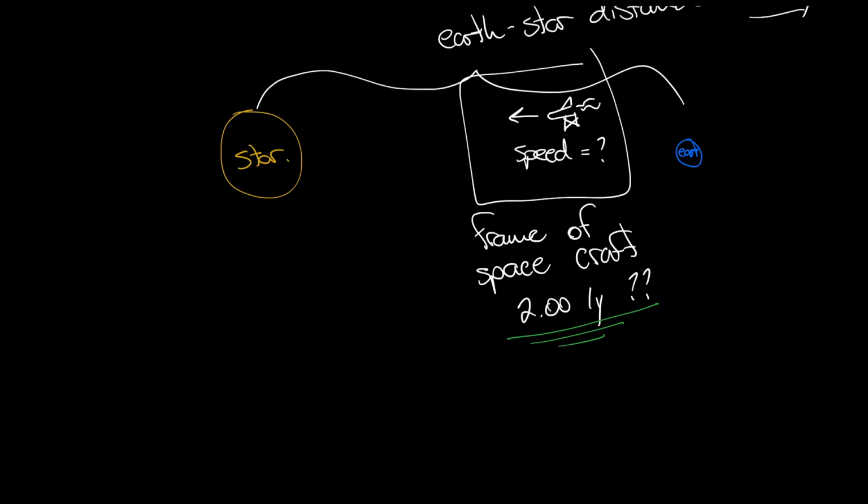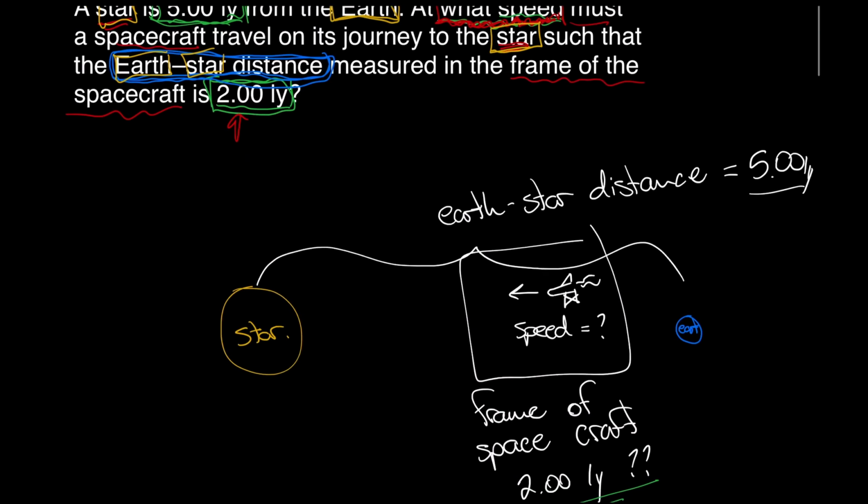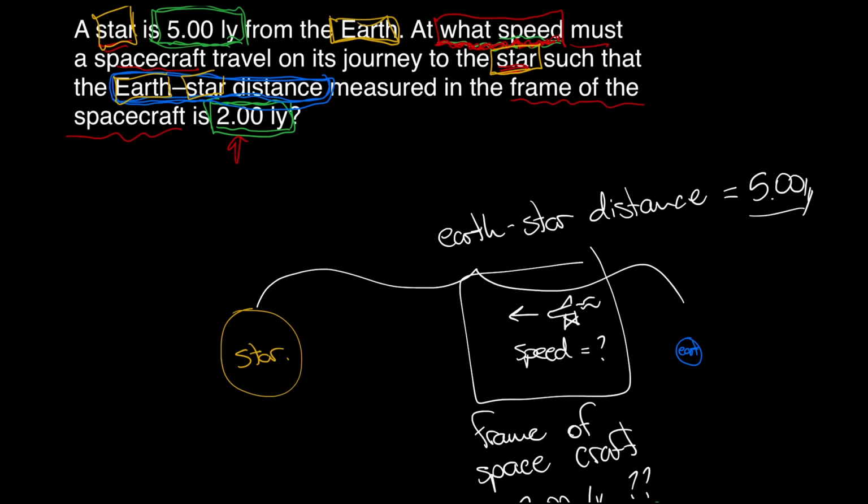I'm not too sure what to do with this number, but it's important, and it is connected to the frame of the spacecraft. Maybe I should outline this frame here in yellow. I'm putting a frame because I'm thinking of a picture frame, right? Let's see if they use the frame anywhere else. A star is 5 light years from the Earth. At what speed must the spacecraft travel on its journey to the star such that the Earth-star distance measured in the frame of the spacecraft is 2 light years?